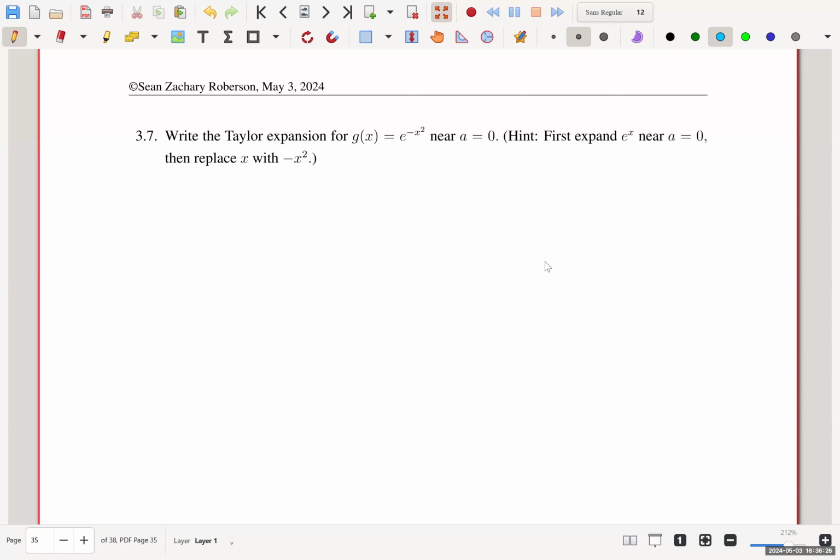Statistics people, this is going to be your favorite function, the Gaussian. Actually, the physicists as well. Okay, e to the minus x squared. I want to expand that near 0, and I give you the hints. First, expand e to the x. Then, in that expansion, replace x with negative x squared. This is powerful.